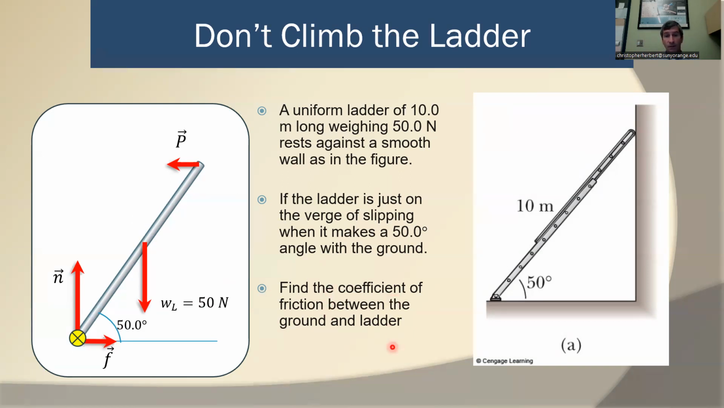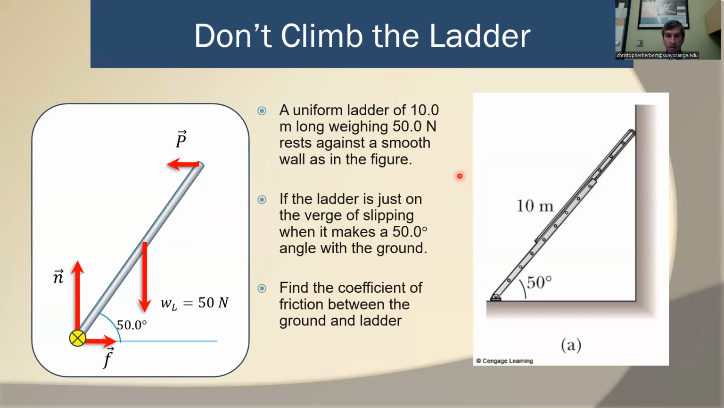Find the coefficient of friction between the ground and the ladder for this condition. So if I increased the distance between the foot of this ladder and the wall, it would begin to slip, which means that if I had an angle less than 50 degrees, it would just start slipping down the wall is really what it's doing. And we're going to say that there's no frictional force between this part of the ladder and the wall.